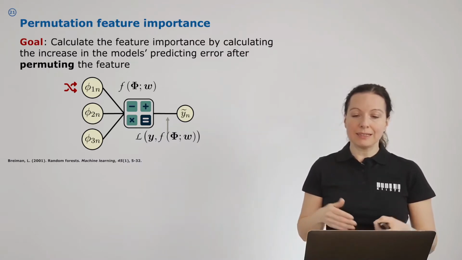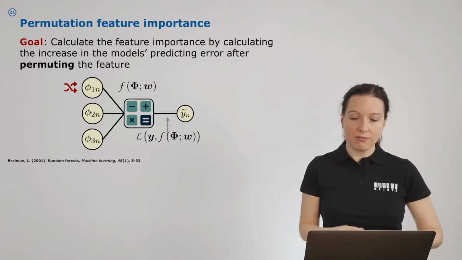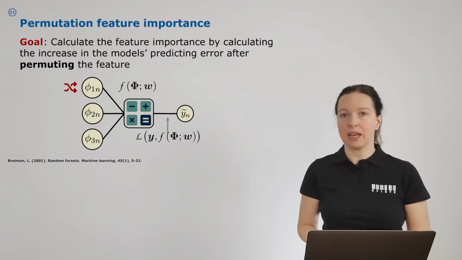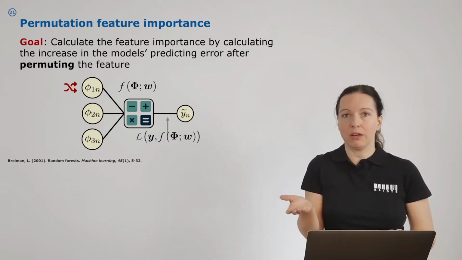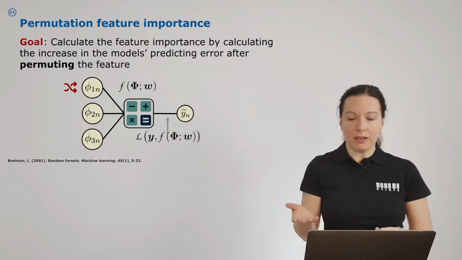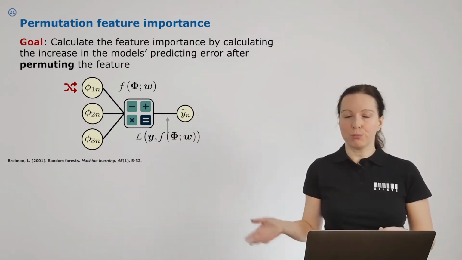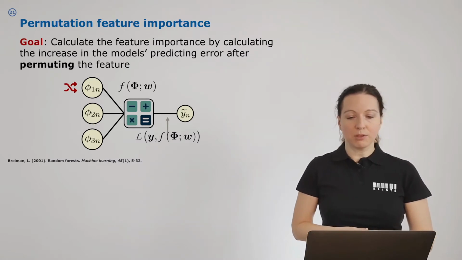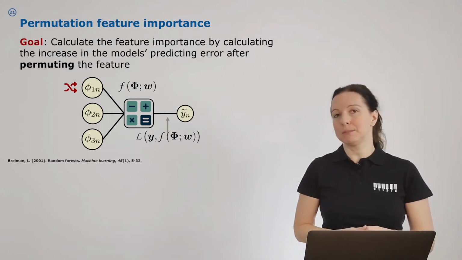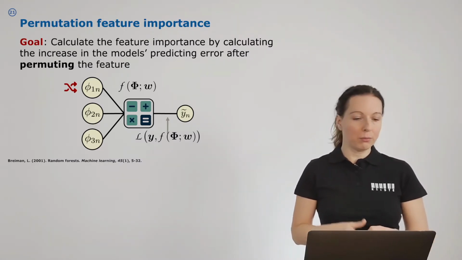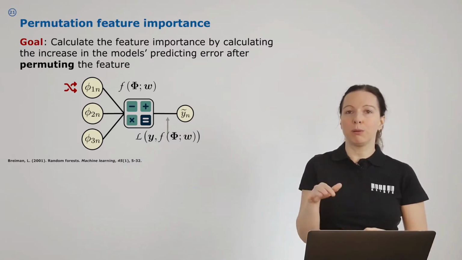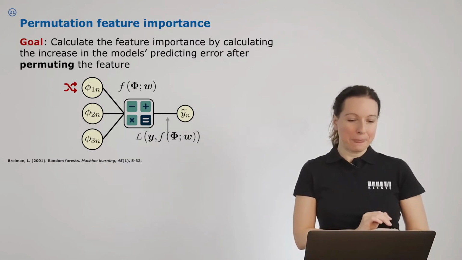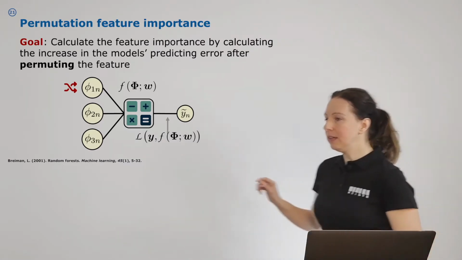And the feature is unimportant if shuffling its values leaves the model error unchanged, because in this case it's not necessary and is just ignored by the model for the prediction. This procedure is sometimes called the shuffle-based feature importance method. When I talk a little bit more about what permutation means, the name gets more clear. And this is illustrated here.